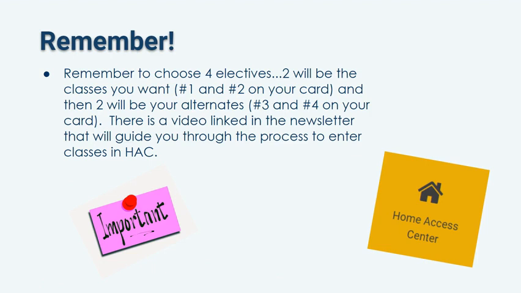Remember to choose 4 electives or 5 electives. 2 will be your classes you want, and the others will be your alternates. There's a video linked in the newsletter to guide you through the process on HACC.